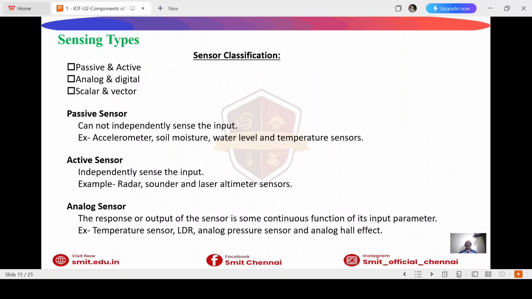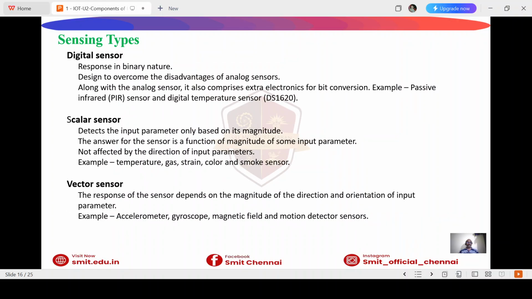It needs some external source. Active sensors independently sense the input, like radar, sounder, laser, altimeter sensors. Whereas the next classification is analog sensor. The response or output of the sensor is sometimes a continuous function of its input parameter, continuous functions like pressure sensor, temperature sensor, all those things. And the other type is digital sensor, wherein the analog will be converted to digital format.